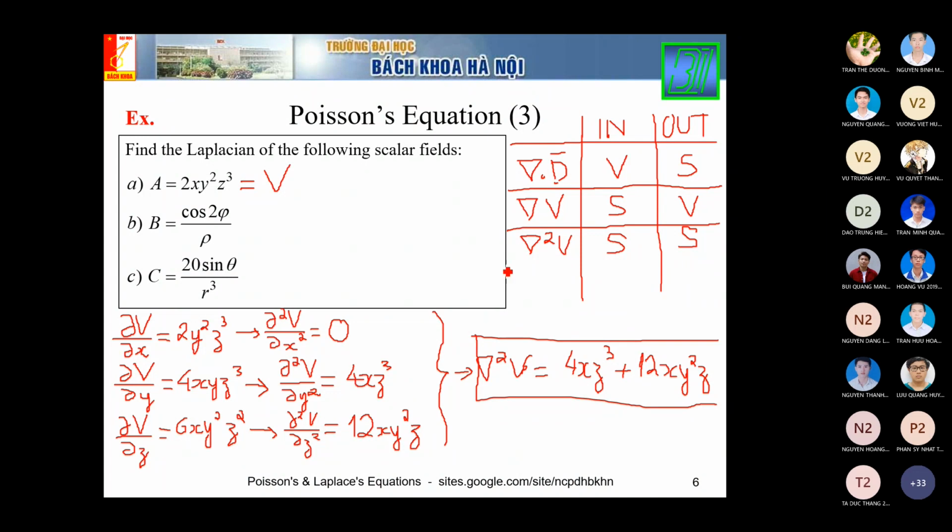And in the next coming chapter, you will know the last operator, which is the curl or the rotation.